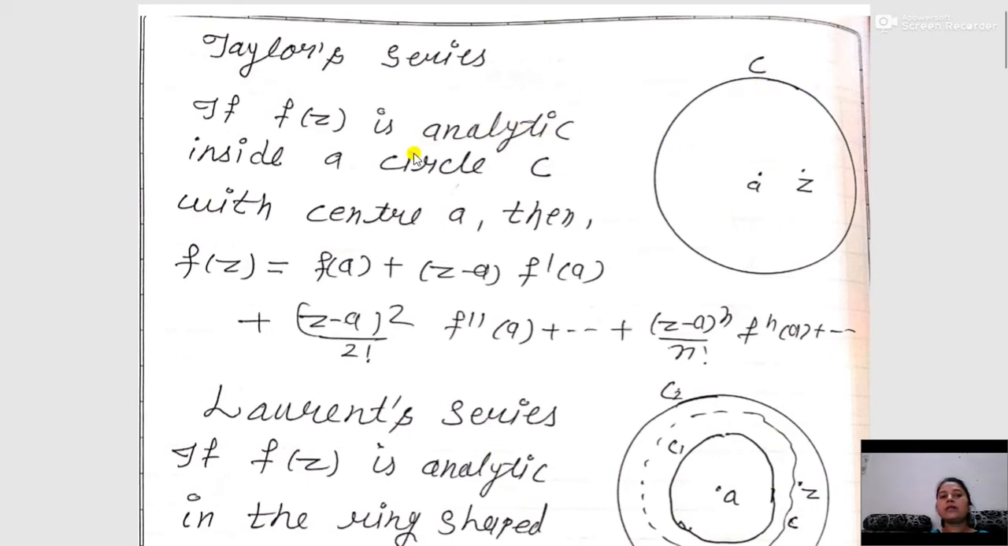So, if f(z) is analytic inside a circle C, whose center is a, and z is a point within the circle, then f(z) can be expanded as f(a) + (z - a) f'(a) + (z - a)^2/2! f''(a) up to (z - a)^n/n! times the nth derivative of f(z) at z = a, and so on up to infinity. So this is your Taylor series. You do remember this.